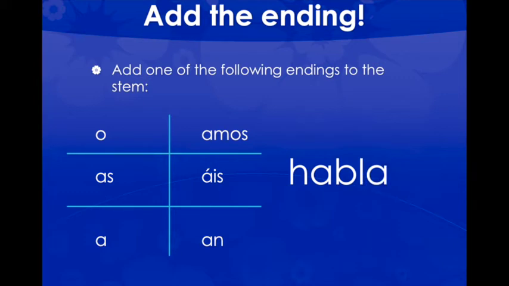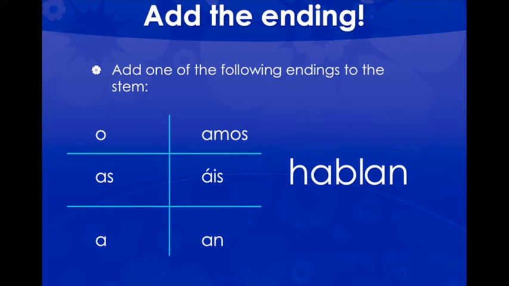Él or ella habla, he or she is talking, or usted habla means you are talking formally. Nosotros hablamos means we are talking. Vosotros habláis, you all are talking, if we were in Spain. And ellos or ellas hablan is they are talking, or ustedes hablan means you all are talking. So just taking any AR verb and flipping through those endings changes who is doing the talking.